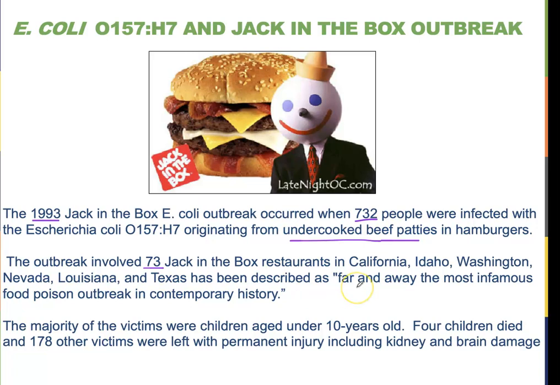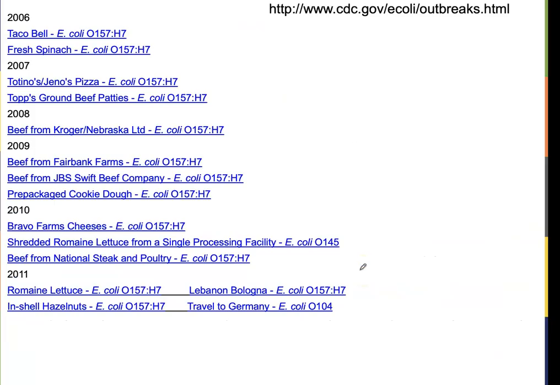And it's far and away the most infamous food poisoning outbreak in contemporary history. It was huge news back in 1993. And the sad thing is that most of the victims were children under 10, and 4 children died, and 178 were left with permanent injury, including the kidney, of course, because of HUS, and also brain damage. So it is a very serious strain of E. coli.